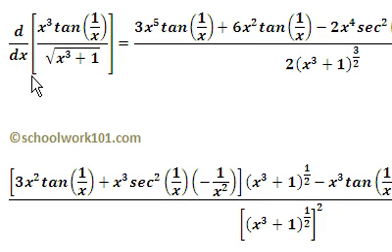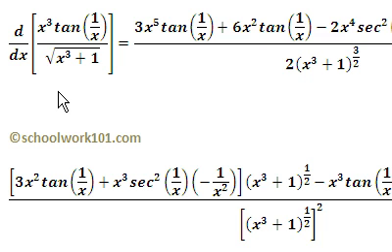Hey, we're going to be taking the derivative of x cubed tan(1/x) over the square root of x cubed plus 1. And you can partially see the answer over here. And remember, the d over dx means we want to take the derivative of what's in the brackets here. Okay, so hang on, this is going to be a wild ride.